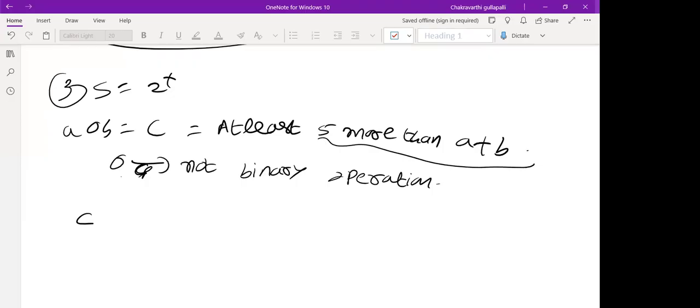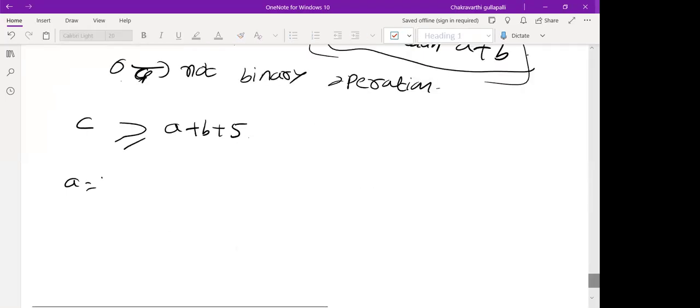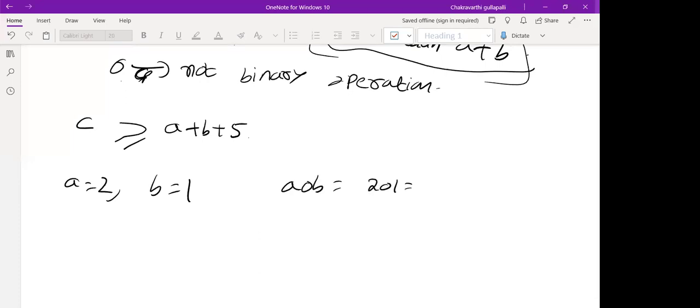At least means greater than or equal to. At the most means less than or equal to. So always C is greater than or equal to A plus B plus 5. Now, as somebody said, if you take B equal to 1, then what will be A circle B? 2 circle 1, which is equal to C, will be greater than or equal to 2 plus 1 plus 5, which is 8. That means C is greater than or equal to 8.